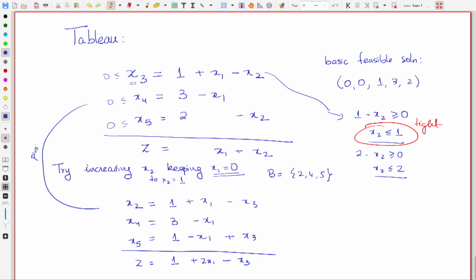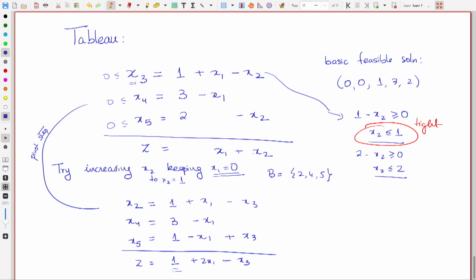But what's the confirmation that it does increase the objective function every time? This is the confirmation. We also subtract x3, but we are setting x3 to be 0, so it doesn't matter. We increased x2 to 1, so we have increased the objective function by that. Initially there was x1 plus x2. Now we have thrown off x2. But now we are going to set x1 equal to 0, x3 equal to 0.